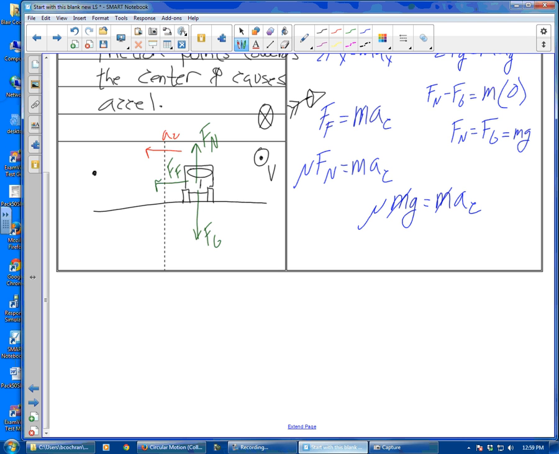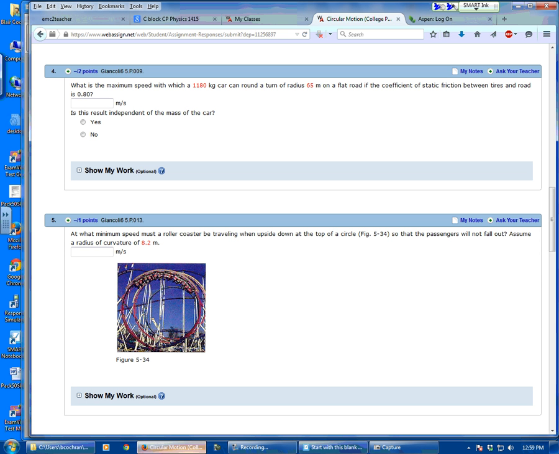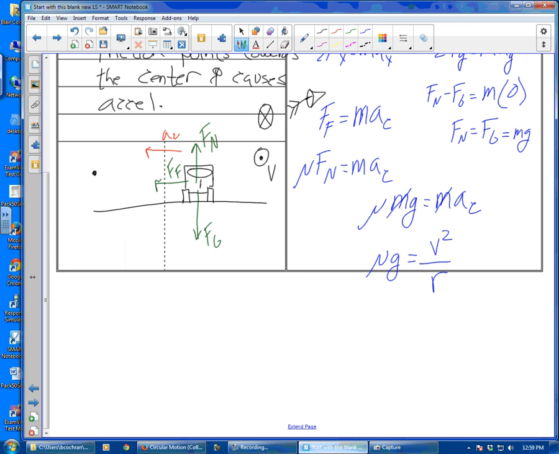So does it matter if it's my big truck or a little smart car going around this corner? Not at all. Let's see what I know. Oh, mu g equals v squared over the radius then. And what do they want to know? The fastest you can go, right? Yeah. And I don't care about that 1180. The 65 I care about, and the coefficient, which is 0.80.